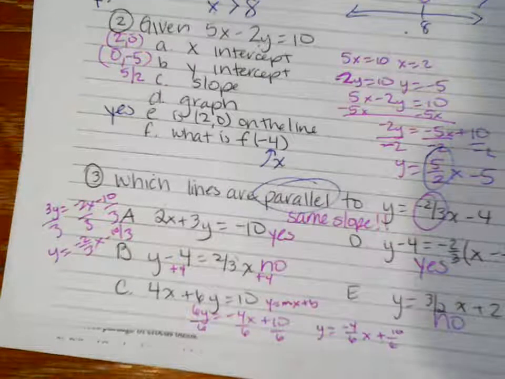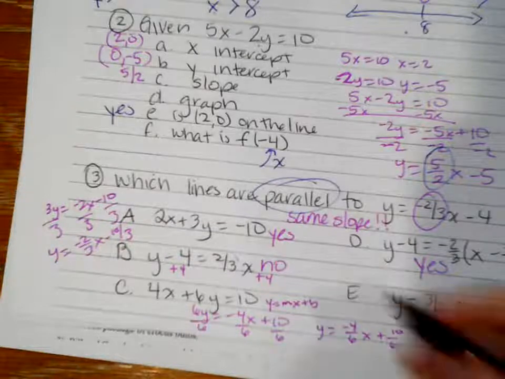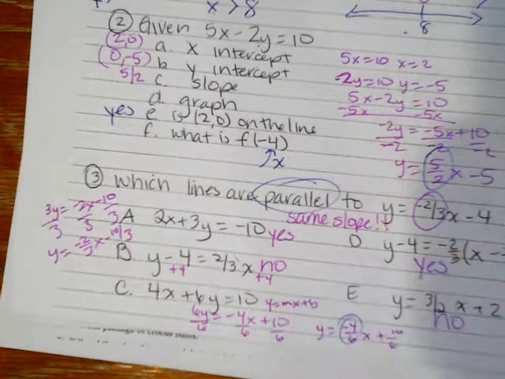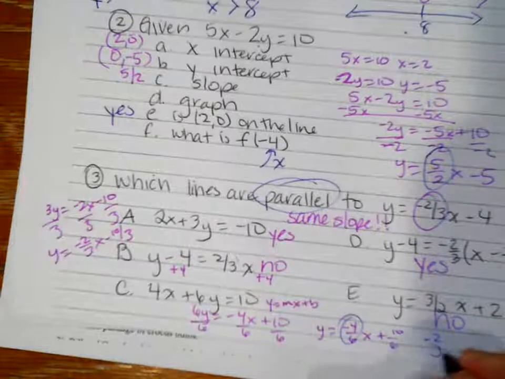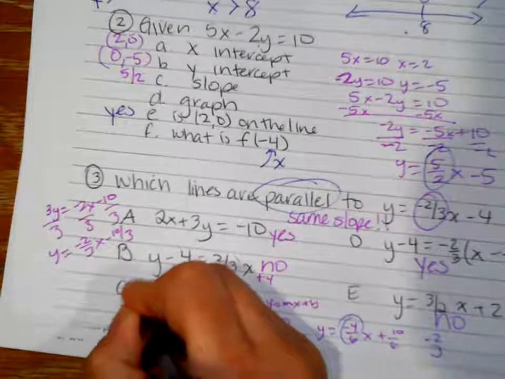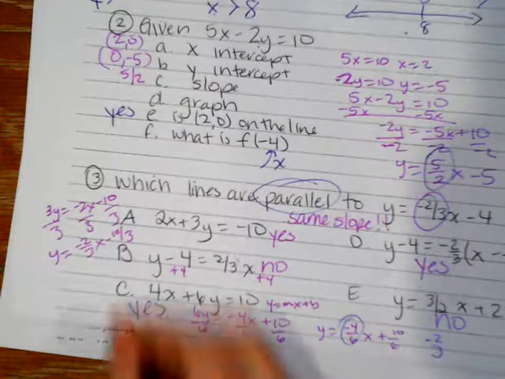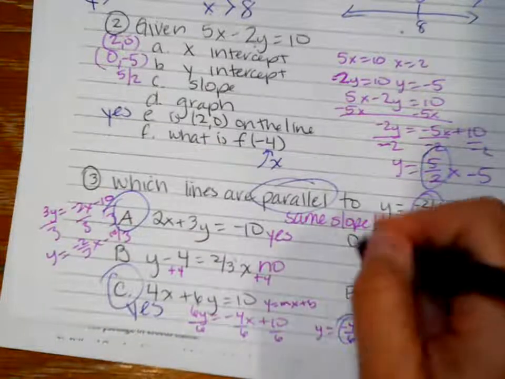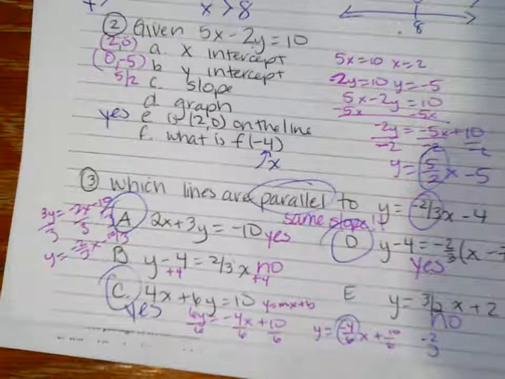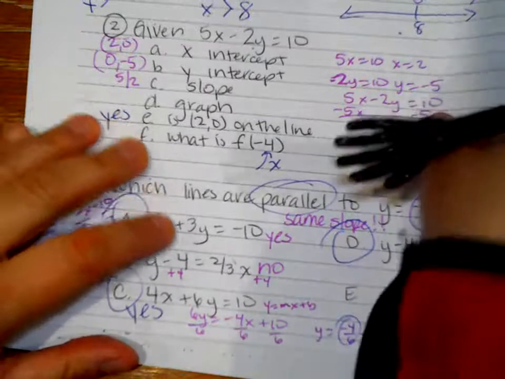What you really need to make sure you know how to do is that you can reduce that. And that reduces to negative 2/3. So this guy is good too. So he's a yes, yes, and yes. They're all parallel. They all have the same slope. All right.